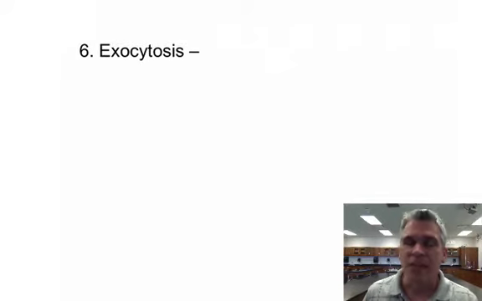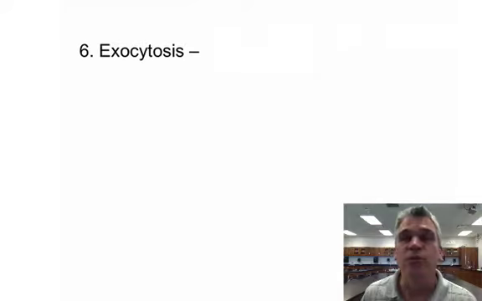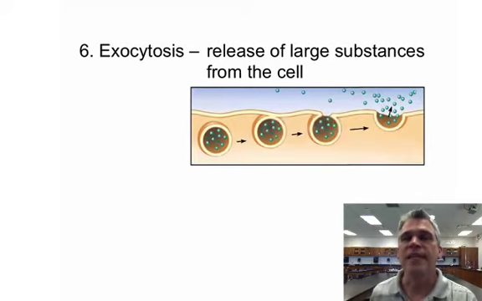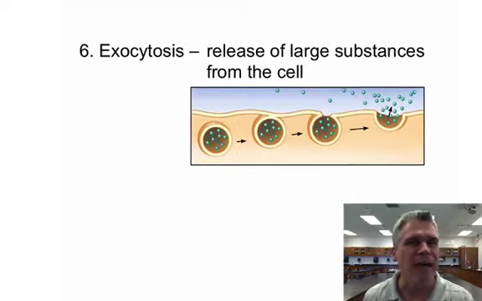Just like endocytosis, but just the opposite, is exocytosis. This is the release of large substances from the cell. Our cells are constantly making all kinds of things that are needed somewhere else in the body. So we make these things, they travel to the cell membrane, and then they are released. If you recall, we talked about this when we were looking at the parts of the cell. There's a few other types of transport, but they all revolve around those 6 that we talked about in these 2 videos. So that's it for today.